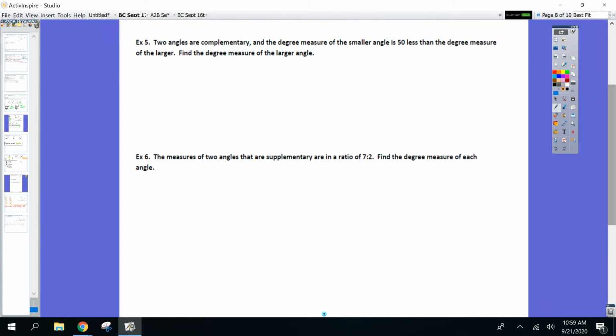Okay, two angles are complementary. Everybody stop. What am I thinking right now? Two angles that are complementary. Two angles that add to 90. So I'm thinking in my equation I'm about to set up, angle 1 plus the second angle has to equal what? 90. Help me fill in the blanks now. The degree of the smaller is 50 less than the degree of the larger. So I have to do something with that 50 less than sooner or later.